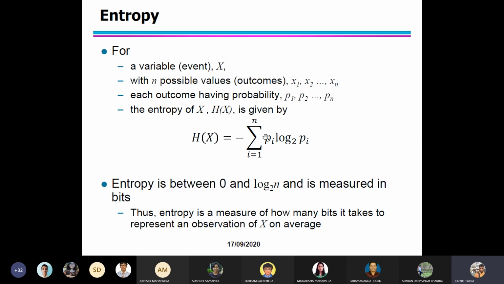This formula will be used maybe after 3-4 classes to compute the Gini index. Okay, impurity, not Gini, to compute the impurity of a particular node of a decision tree. The same formula will be used.